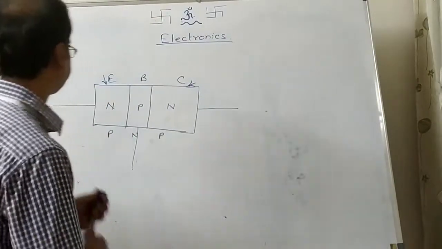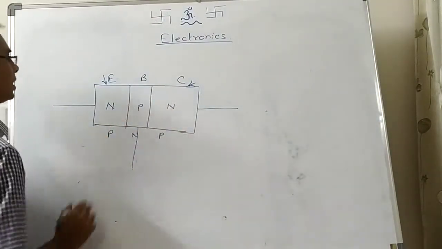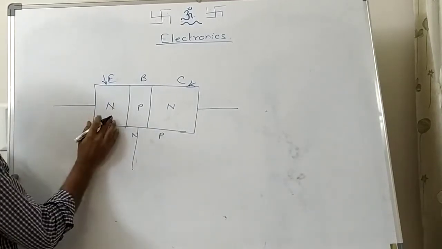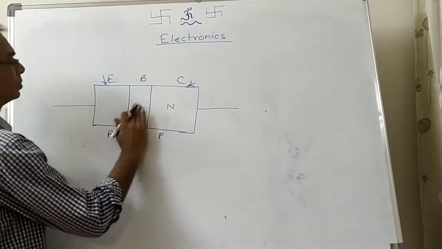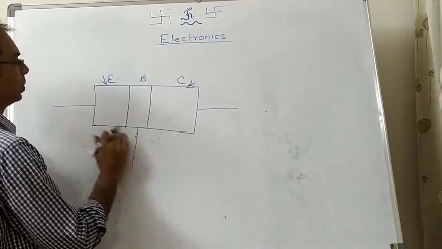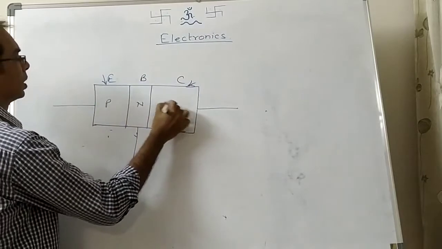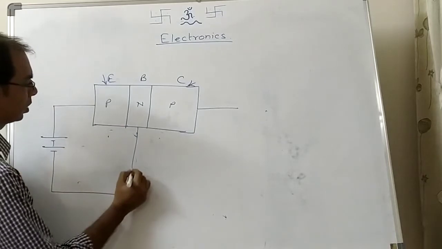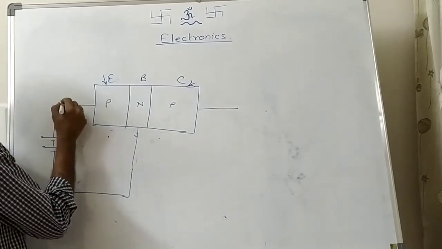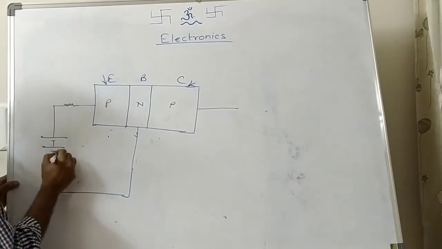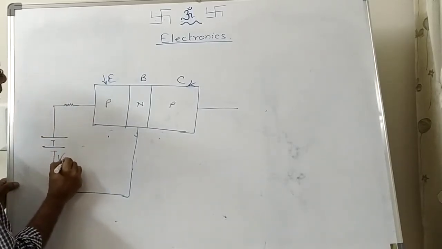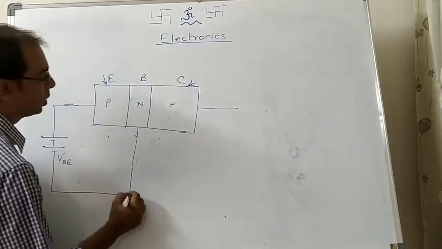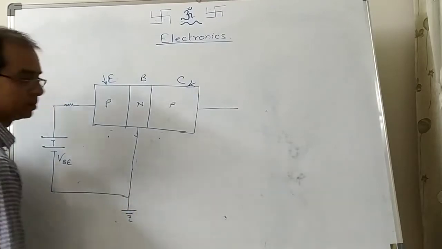Let's see. So this is emitter, this is base, and this is collector. Now the emitter we have to keep in forward bias. So this is N, or you take P. We are taking it as P and P. So if it's P, then we are going to connect it like this. If you want, you can connect one resistor also. This I am calling VBE, that means the potential difference between base and emitter. Whatever you are making common, you can connect it with the earth.